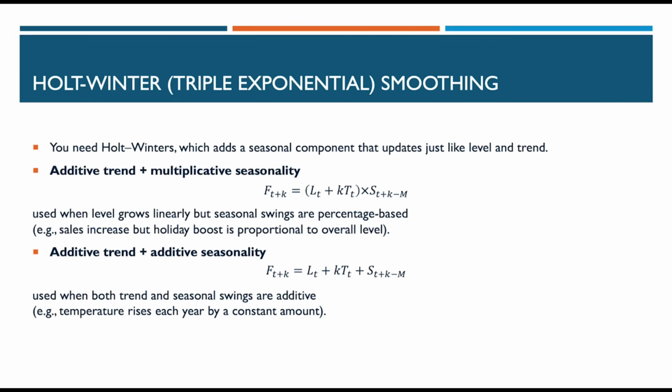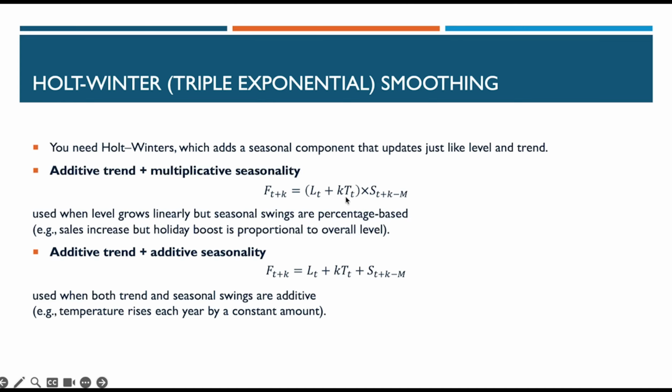So SES can be used to smooth if you have a level only. Holt can be used when you have a trend. Holt-Winters, where we do triple exponential smoothing, can be used when you have both trend and seasonality. And if you look at the equation, we do have trend and seasonality. I'm not going to speak about formulas, by the way. The trend and seasonality can be additive or multiplicative. These are just examples about having additive trend, multiplicative seasonality.